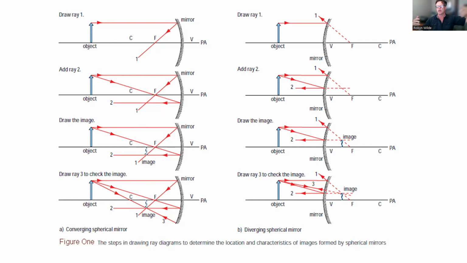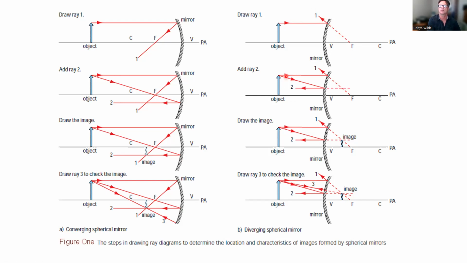because the light is spread out. It's never going to cross on the real side. So let's go ahead and take a look at this second one. I can again start with my parallel ray, and it's going to come in parallel, but now it reflects away from the focal point. So I'm going to extend the straight line back through the focal point here.